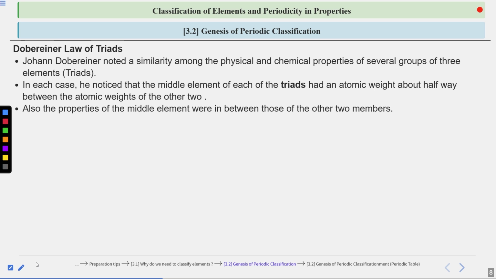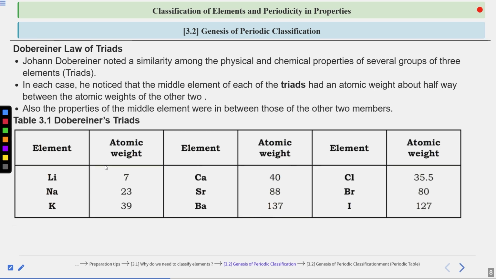And the second thing that he observed was that these three elements present in one triad all have the same property. This can be understood with the help of a table. This is your first triad, which has lithium, sodium, and potassium. Lithium has an atomic weight of 7. Potassium has an atomic weight of 39. Now, if you take the average of the atomic weight of lithium and potassium, you will find that it is equal to the atomic weight of sodium, which is 23.